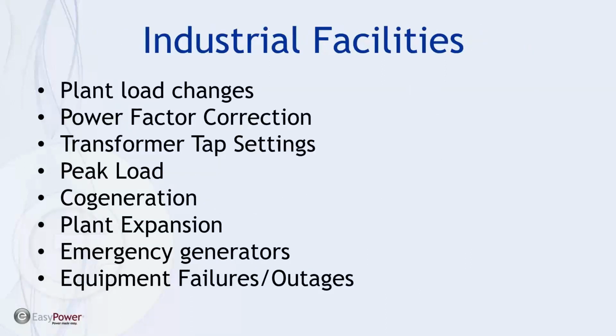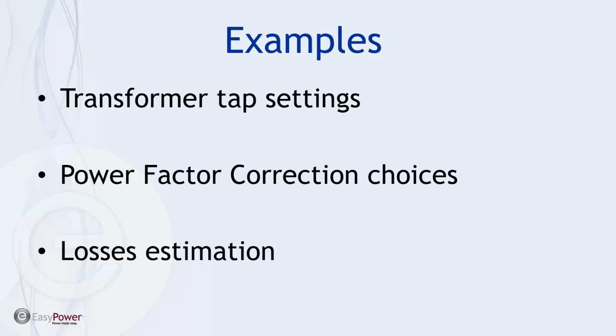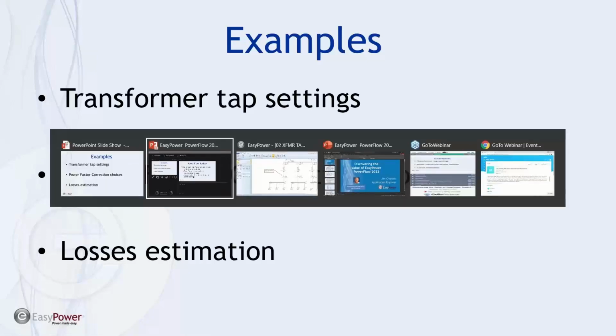In industrial facilities, as I mentioned, plant load changes are a good application for load flow, power factor correction, tap settings, cogeneration, plant expansion, and predictions on issues. We're talking about plant outage. Now, I don't have time to run through an example for each of these, so I'm going to focus on basically taking a one-line diagram and walking through a couple of these examples. So let's start with transformer tap settings.